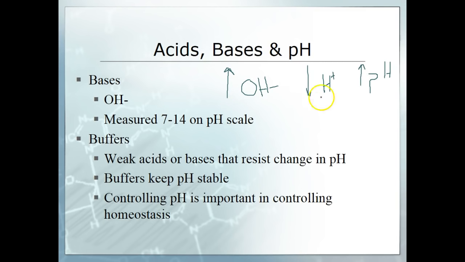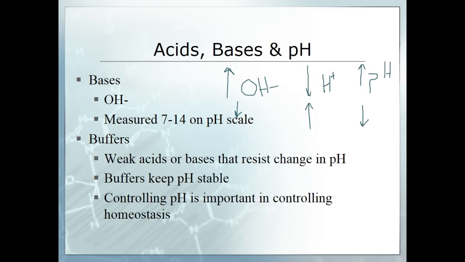The exact opposite happens if the H plus ions increase, then our OH negative has to decrease, meaning our pH has to decrease, right? So the correlation between H plus and the pH value is inversely related or inversely proportional. The relationship between pH and our OH negative ions is directly proportional because they are the exact same. As one goes up, the other goes up.